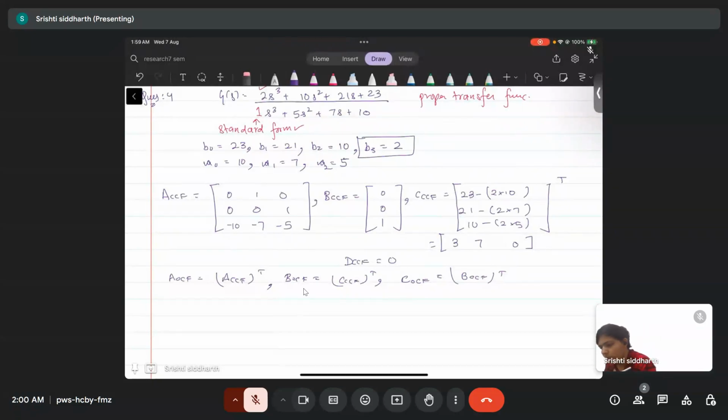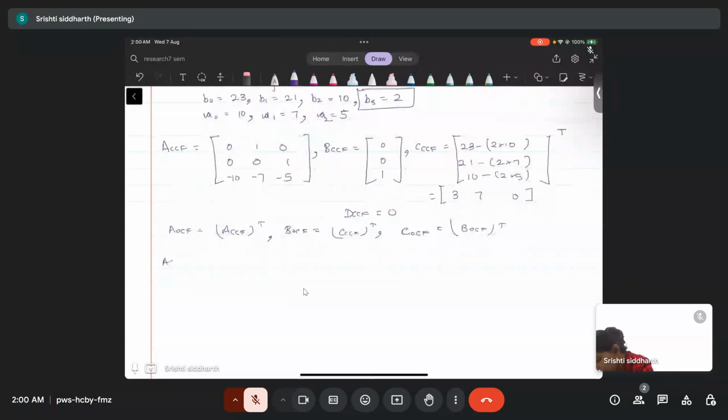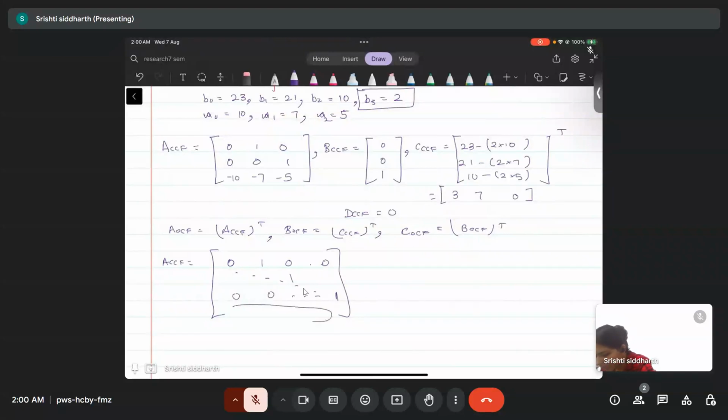Okay. So if it was a higher order system, for example, a fourth order system, then this ACCF is going to be, for example, 0, 1, 0, 0, all zeros. The second last row is going to be 0, 0 and 1 at the end. And you already know what these coefficients are going to be. Then you also know that BCCF is going to be all zeros except 1 at the end.